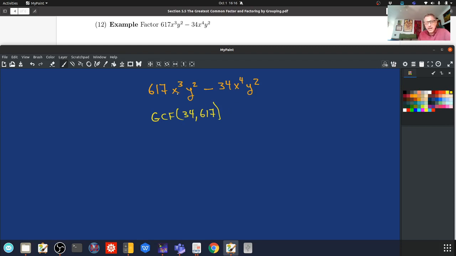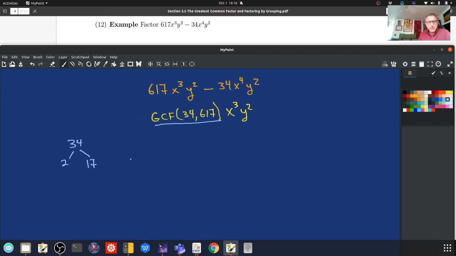Then look, this has an x cubed and an x to the 4th. So let's just write down the answer. The GCF of those two terms is going to be x cubed, and then y squared and y squared. So all I have to do, they both have the same power, is find this number right here. So let's look at 34. 34 is divisible by 2. 34 divided by 2 is 17. So all I have to do is check.